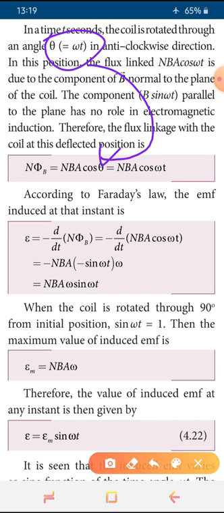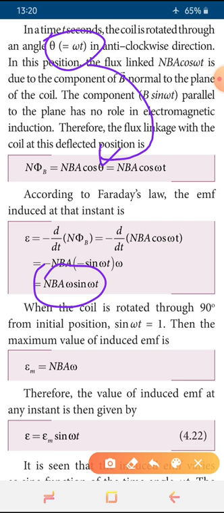And as per Faraday's law, the EMF induced in that instant we can write as epsilon is equal to minus d by dt N phi B. And we are substituting the N phi B here, minus d by dt NBA cos omega t. Okay, and now NBA is brought forward, then d by dt cos omega t can be written as minus sin omega t of omega. Then minus and minus will become plus, then the equation will become NBA omega sin omega t.